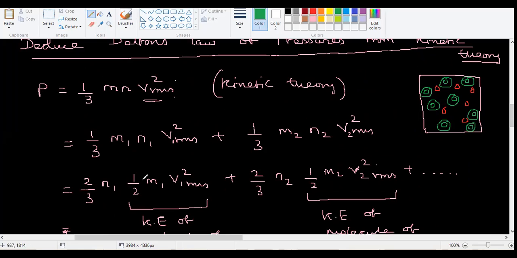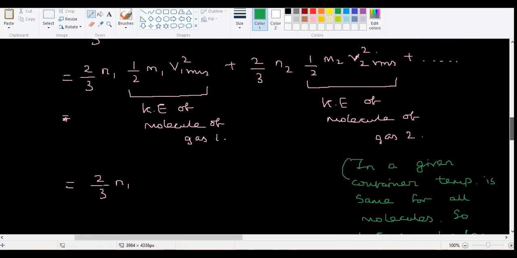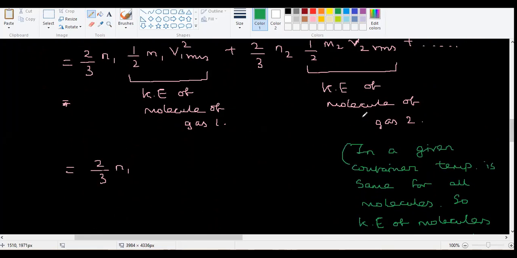So m is smaller for hydrogen, whereas the velocity is higher. In the case of oxygen, mass is higher, but the velocity is smaller, but the kinetic energy is constant. That's what we are trying to say here. Definitely not an intuitive one, so make some proper notes. That means I'm going to say these things are constant, which means I'm going to say 2 by 3 and kinetic energy of molecules are constant. And what is left is N1, N2, N3.